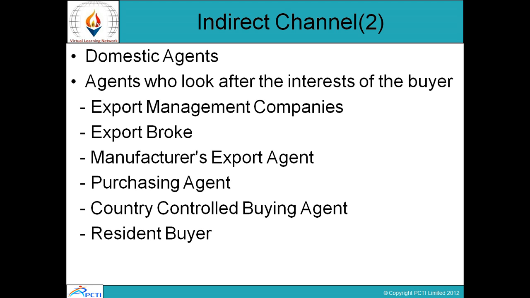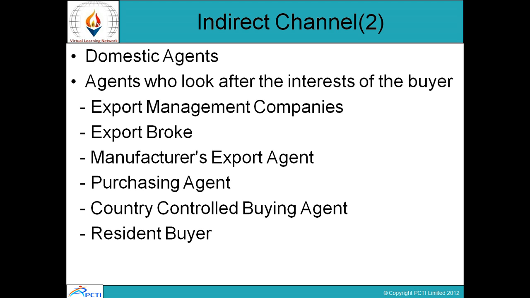Now there are agents who look after the interest of the buyers. The first one is export management companies, EMC. They manage under contract the entire export activities of a manufacturer. Another is export broker. The function of an export broker is basically to bring the buyer and the seller together for a fee. Manufacturer's export agents are individuals or even firms that assist manufacturers in exporting goods.